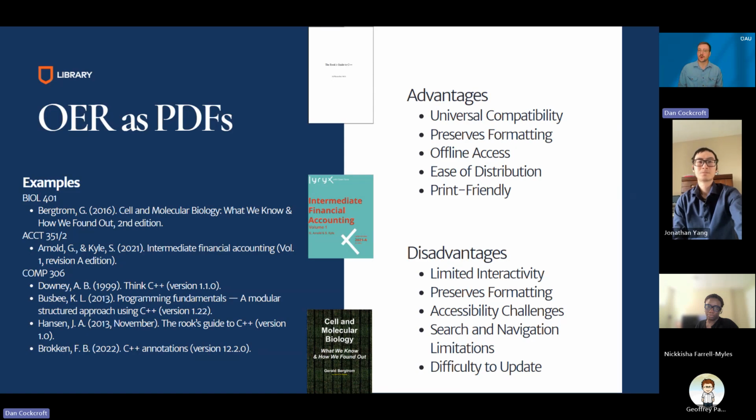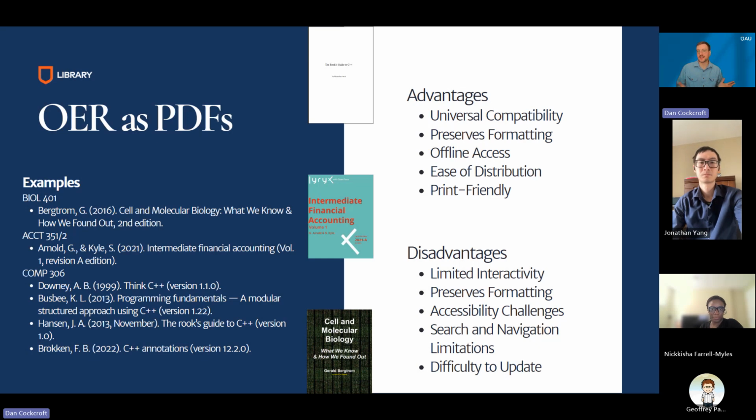There's several different ways that OER are served here at AU. There's kind of advantages and disadvantages to all of them. One of the common ways we see OER served to students is as PDFs. So I've given you some examples on the left-hand side here, which is obviously not exhaustive. We have Biology 401, Accounting 351 and 352, and Comp 306. For the biology text, it's a great OER that they found online. For accounting, it's a Lyryx Learning PDF. We might go into more detail about Lyryx Learning later. And for the computer science class, we have a bunch of C++ PDFs that were served as OER to students.